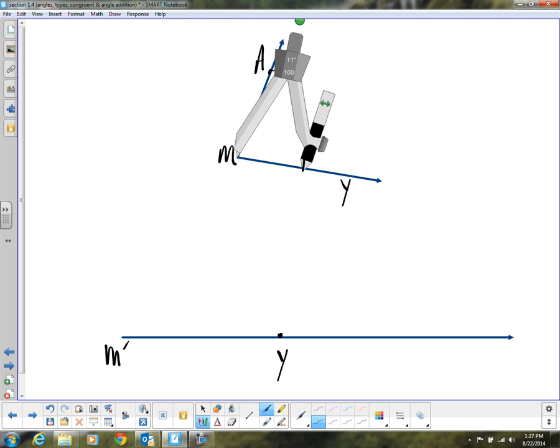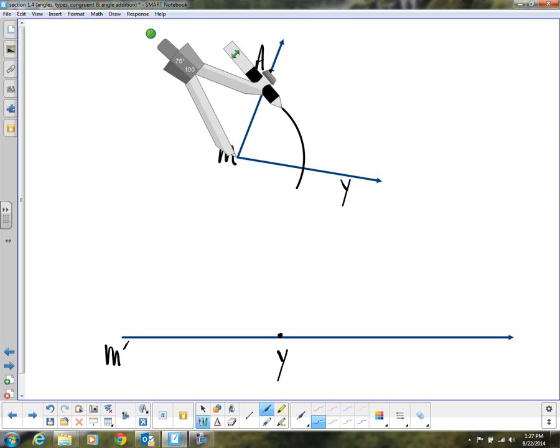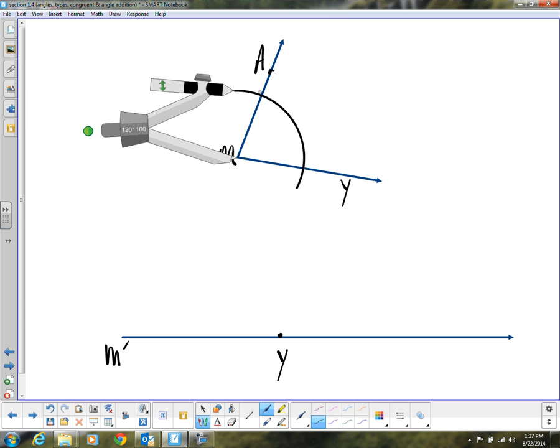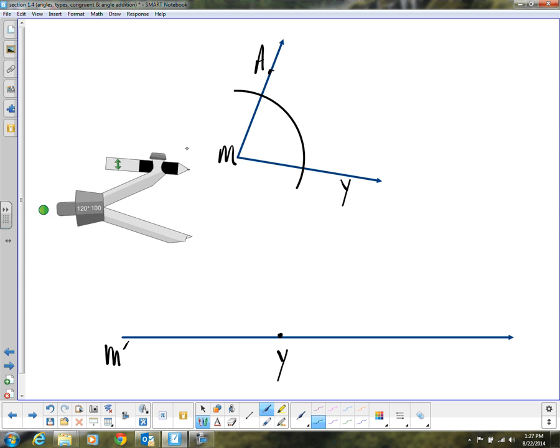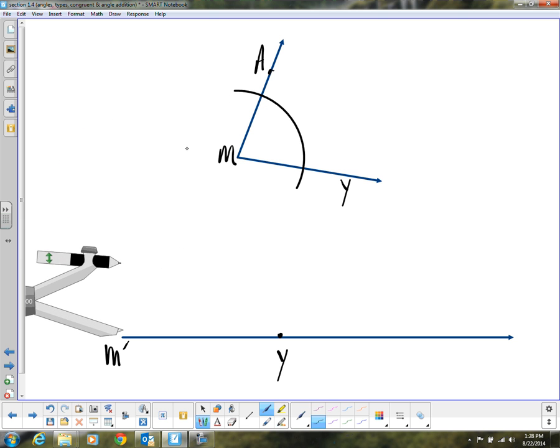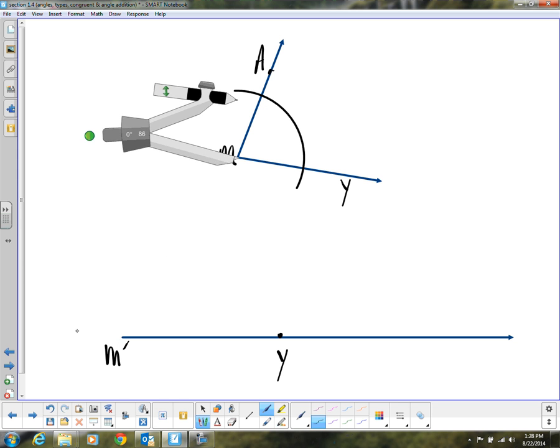So now what I'm going to do is I'm going to draw an arc, and the key thing is it must intersect both sides. So without changing the opening, I'm going to come down here. I'm going to put my compass point on M prime. And now I'm going to draw, oh, I just changed it. All right, so I've got to come back up here because I messed it up.